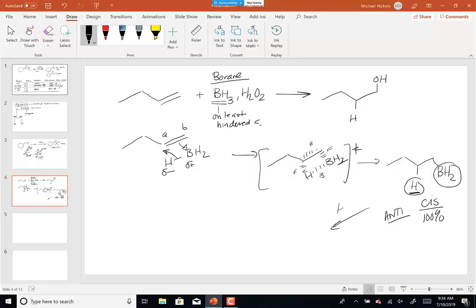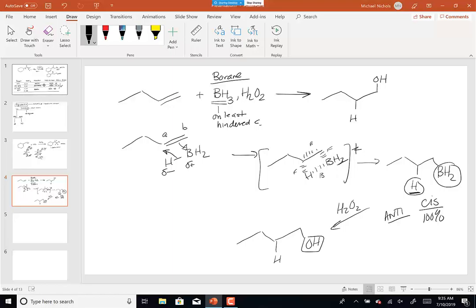So when you now add the H2O2 to this mixture, what happens is that the H2O2 replaces the boron with an OH in exactly the same position as the boron was originally. No inversion, no rearrangement. It just replaces the boron with an OH. So that's why this is a mechanism I wouldn't ask you to write out. But I'm showing you the key step, which is the H and the boron are adding 100% cis, anti-Markovnikov.